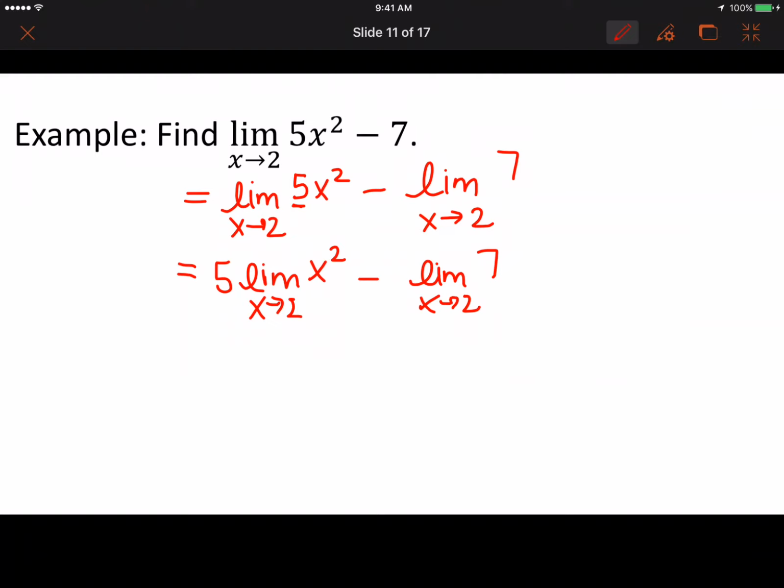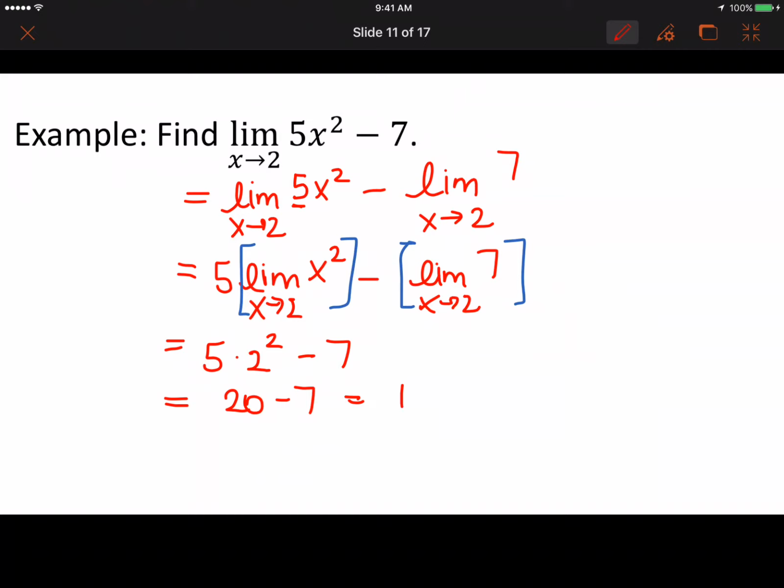And now these two limits are basic limits from the first slide. Okay. So I have 5 times, I'm allowed to just plug 2 in here, times 2 squared, minus the limit as x approaches 2 of 7, which is just 7. Finally, this is 20 minus 7, which is 13.